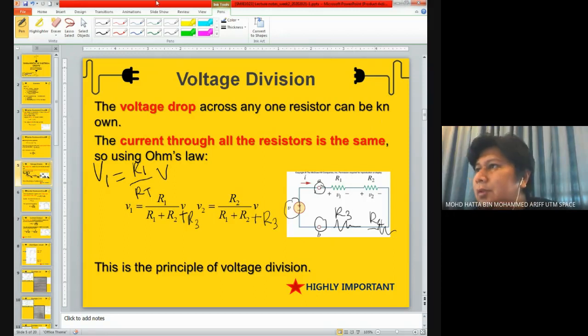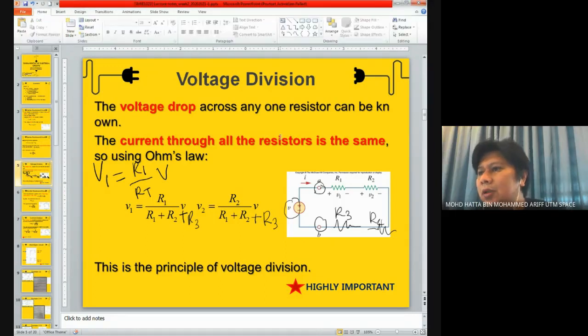This is highly important, as I mentioned earlier. You need to know exactly how to use voltage division, because sometimes it's quite convenient to get voltages by using this kind of equation or approach. Sometimes you don't have the value of current. You don't have to find out the value of current; just by using the combination of resistors with a voltage division strategy, you can find the voltage across that resistor.